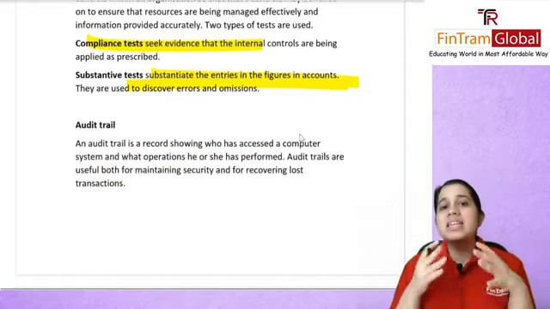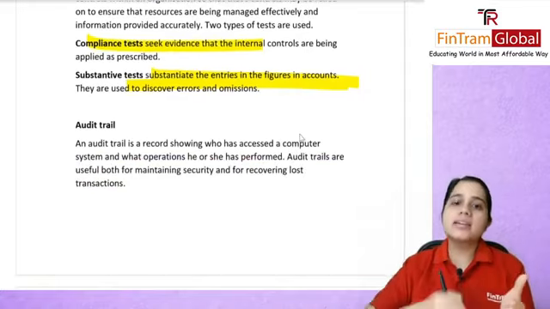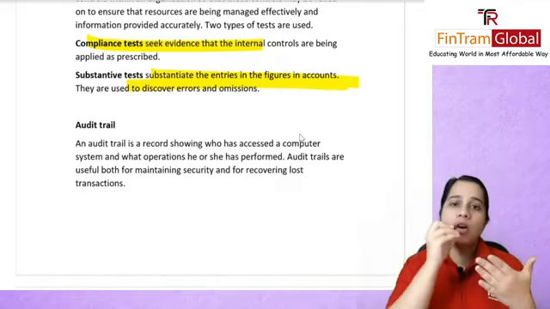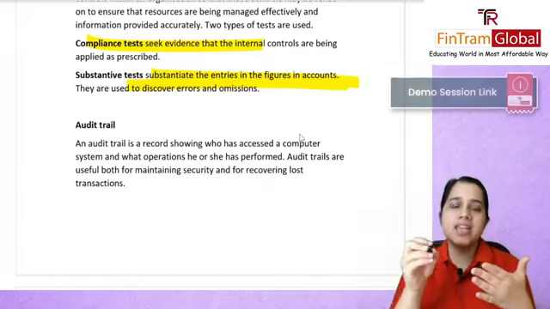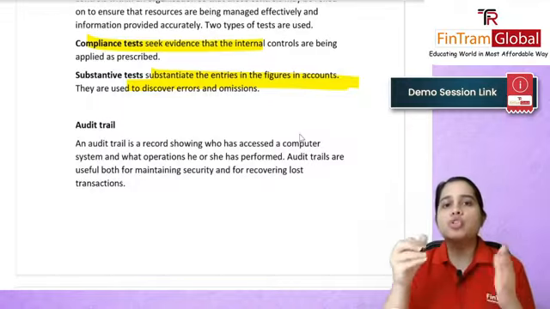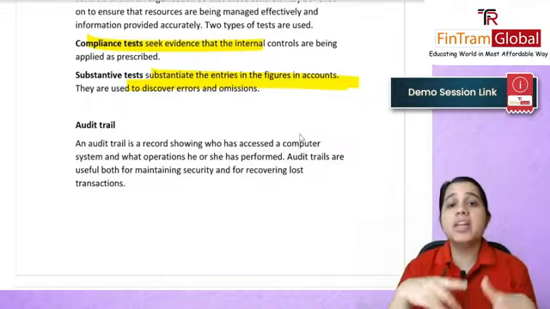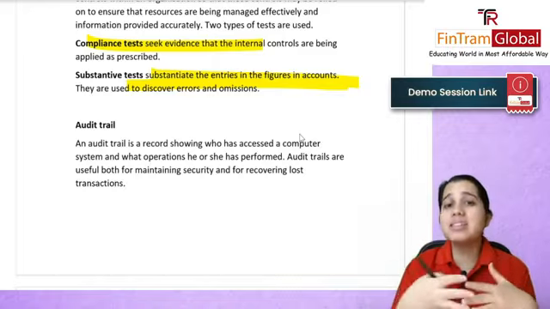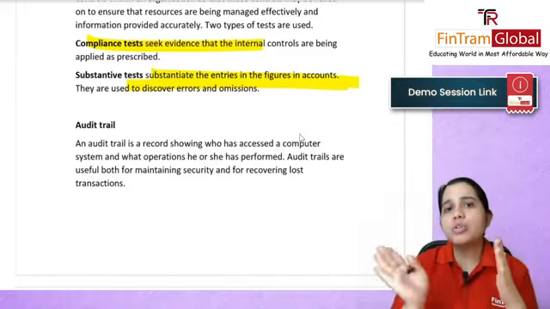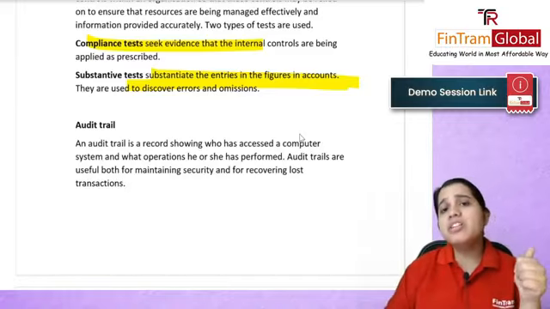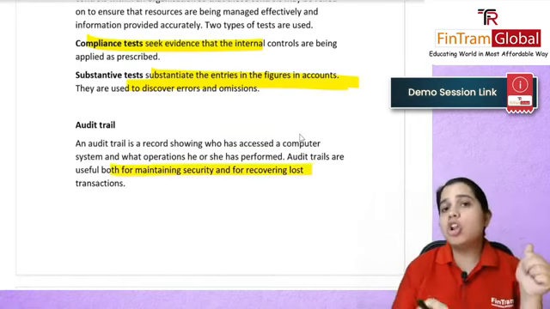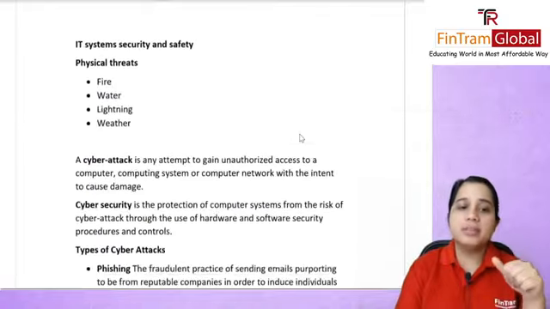What is an audit trail? Basically, a record showing who accessed the computer system and what changes they made. So it will show that on this date, at this time, Disha did fixed assets, and at this time this person did cash. So you know who is doing what, and if somebody opens somebody else's work, you can ask them why they opened it, maybe to commit fraud. So it maintains a record. Also, it will recover any lost transactions. So it is useful for maintaining your security and recovering your lost transactions. That is your audit trail.